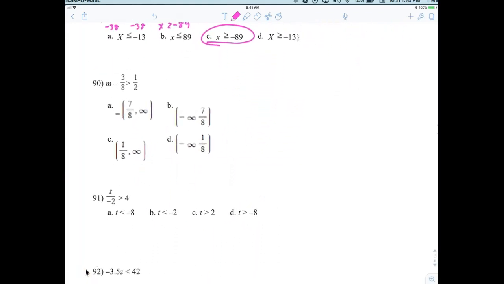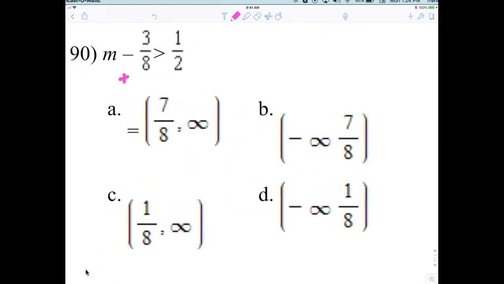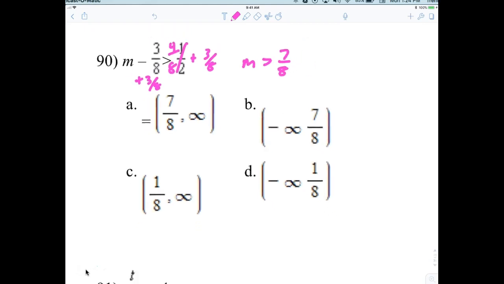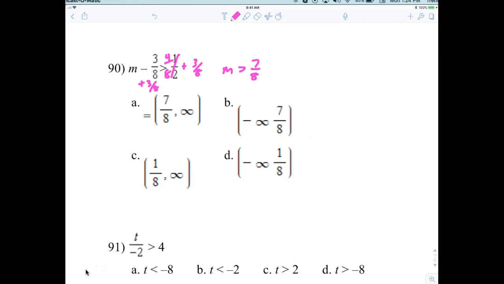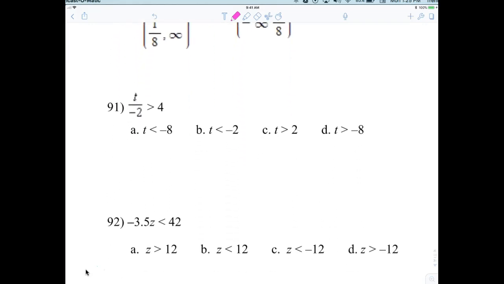All right, for number 90, I have to do what to both sides? Add 3/8. 1/2 is the same as 4/8, right? So m is greater than 7/8. So if you're greater than 7/8, you are looking at A. Why? Because if you're greater than 7/8, you're heading towards infinity. Yeah, that's easy. All right.